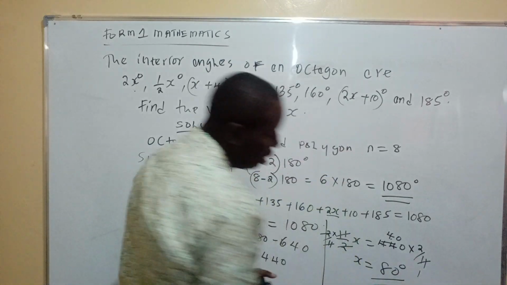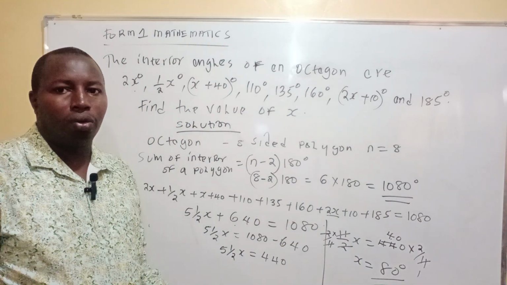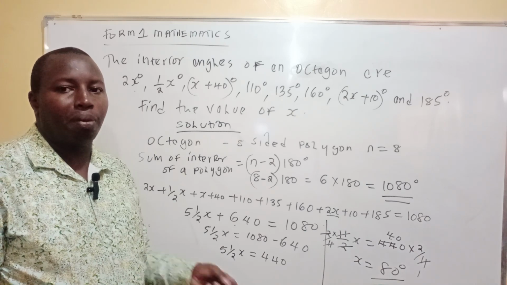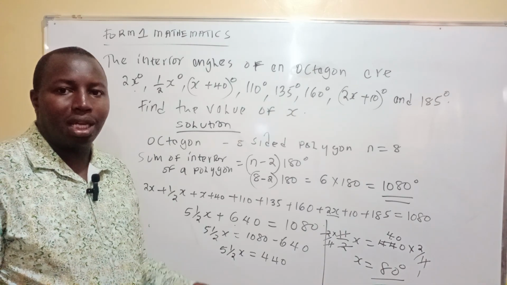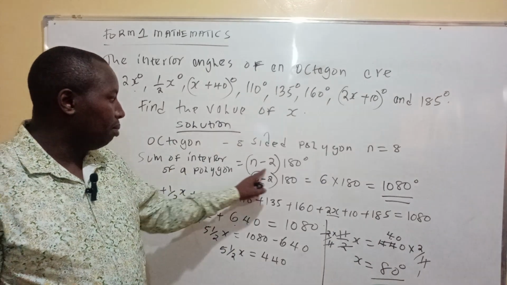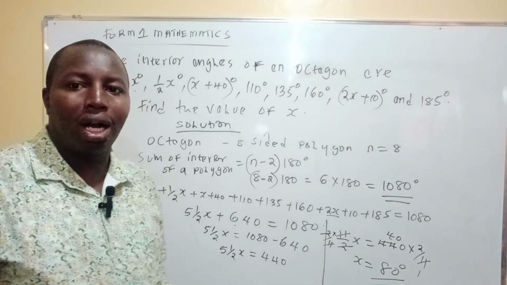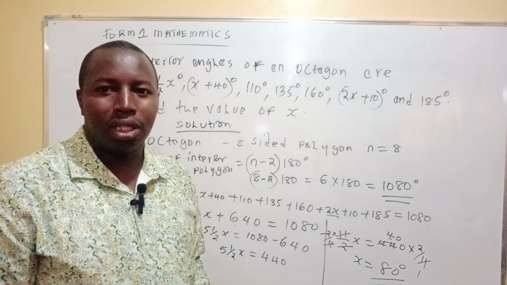So in this case, you just need the knowledge of the number of sides of a polygon, that an octagon is an 8-sided polygon, and then the sum of the interior angles, n minus 2 into bracket 180. So that is how you work it out.